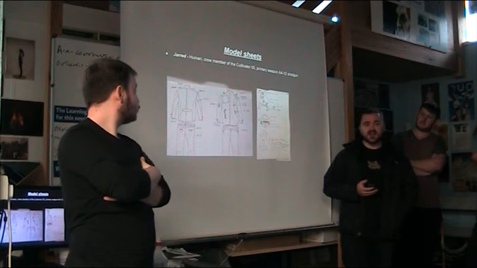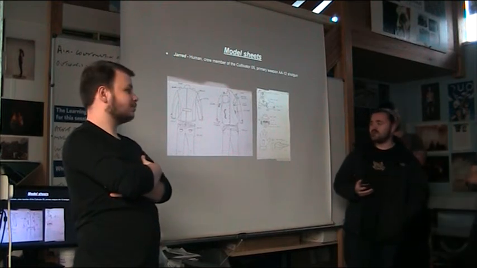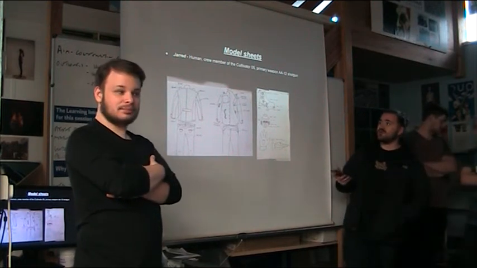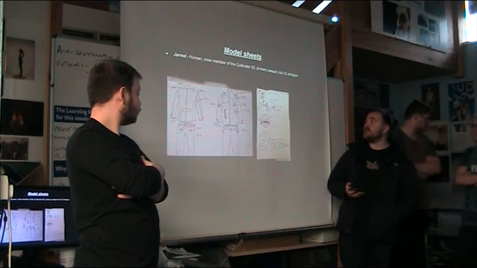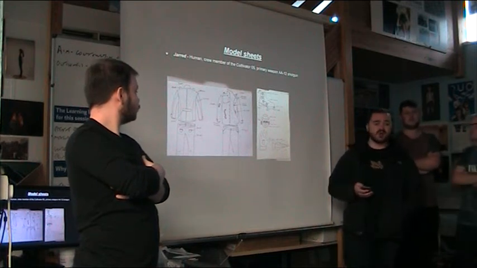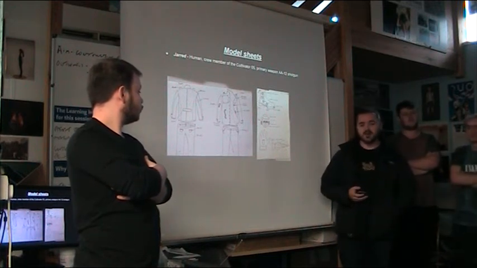Next we have Jared. We haven't got a full model sheet for him yet, but we've got some rough ideas of the clothing he'll wear. He's a human character that uses the AA shotgun, which Harry showed you.